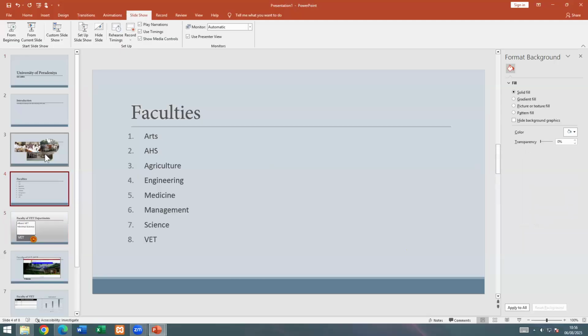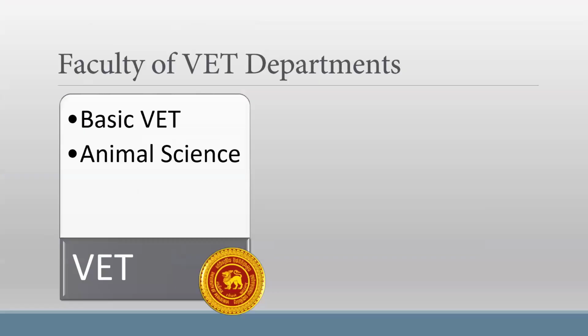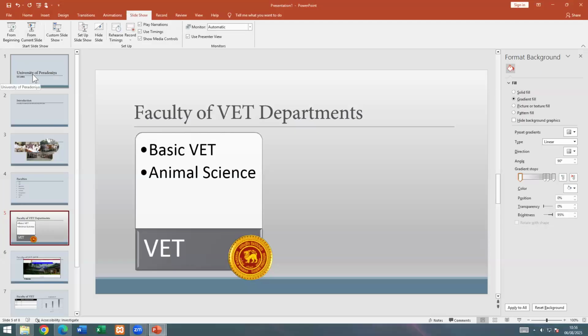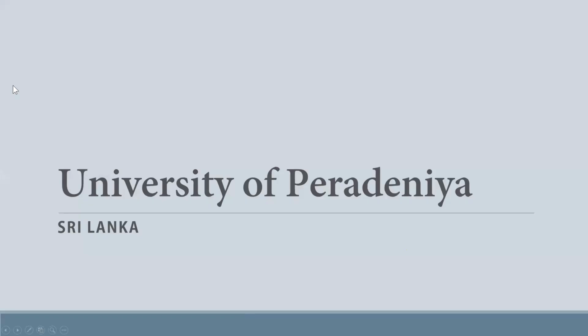And also, if you want to check a middle slide, you can start the presentation from that place. So you can select a middle slide in here. Then from the current slide, this presentation will be started from that position. Those buttons also you can use to move on to the presentation slide. So I'm going to start from the beginning.